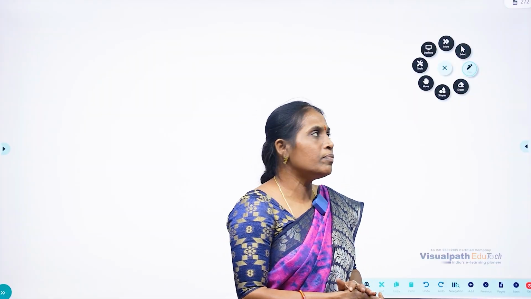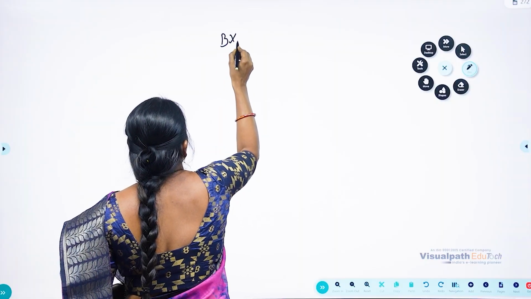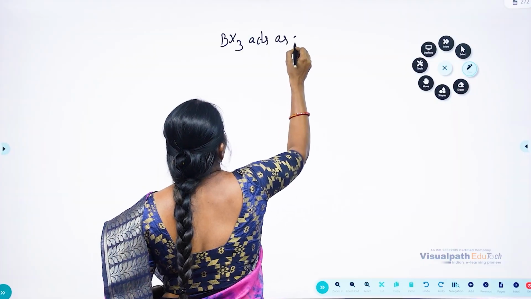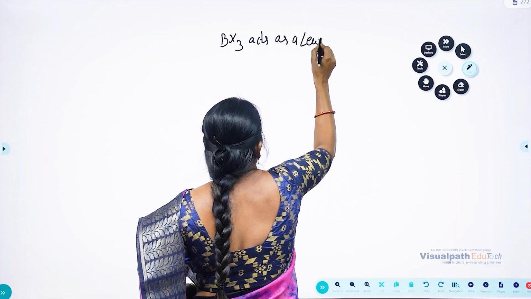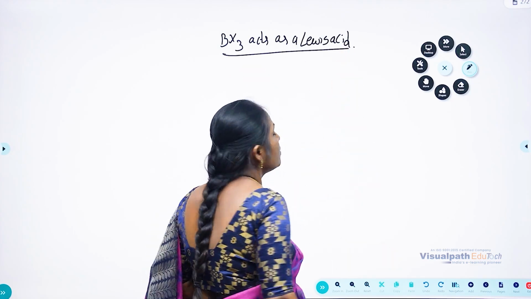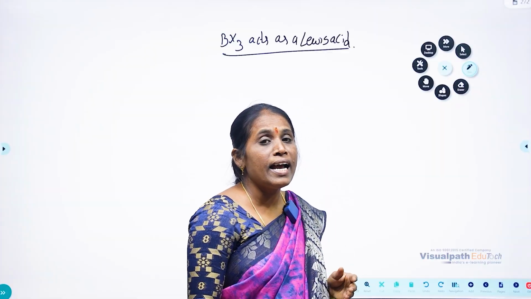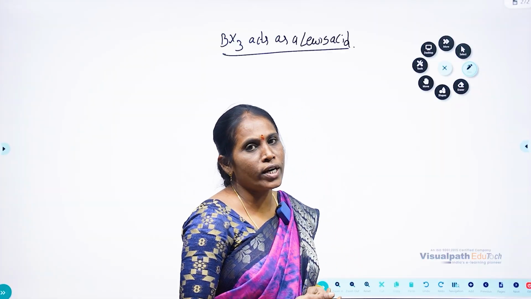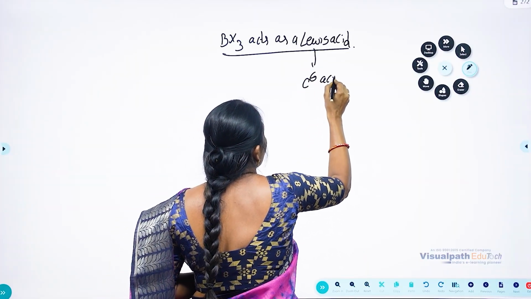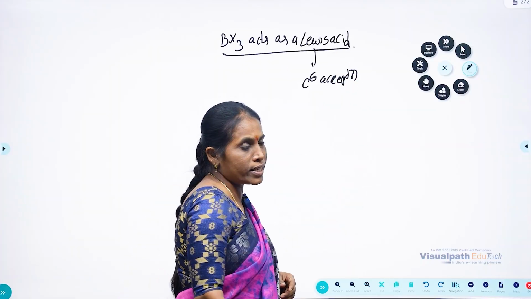And the next one is that BX3 molecules act as a Lewis acid. Now we discuss that one. So first of all, what is a Lewis acid? Electron acceptors are known as Lewis acids. Lewis acid means electron acceptor.